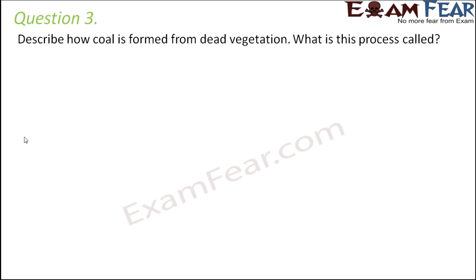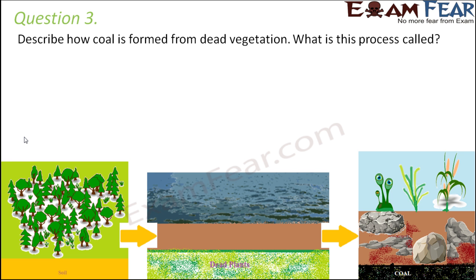Question number 3. Describe how coal is formed from dead vegetation. What is this process called? Now, coal contains a lot of carbon, and that is why this process is often called as carbonization. It is formed from dead plants which once existed as dense forests, and then maybe due to phenomena like floods, they all sank deep down and over them came up soil and water. So floods buried the dense forests under the soil. As you can see here, these are the dense forests, the dead plants.